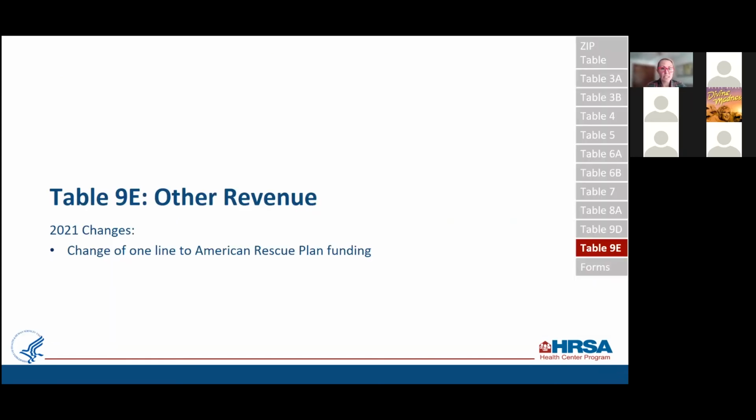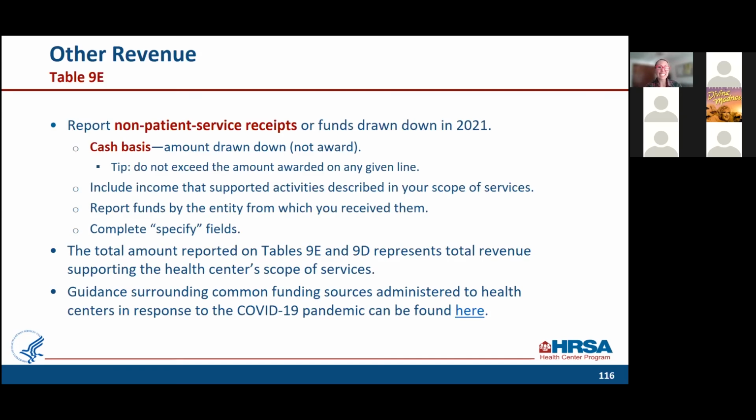So the last of these financial tables, the other revenue table, 9E. This is the non-patient service revenue. There is one new line for the American Rescue Plan funding, which was received by health centers and lookalikes. Otherwise, the remainder of table 9E is consistent with prior years. Table 9E captures non-patient service cash receipts from federal, state, and local sources.